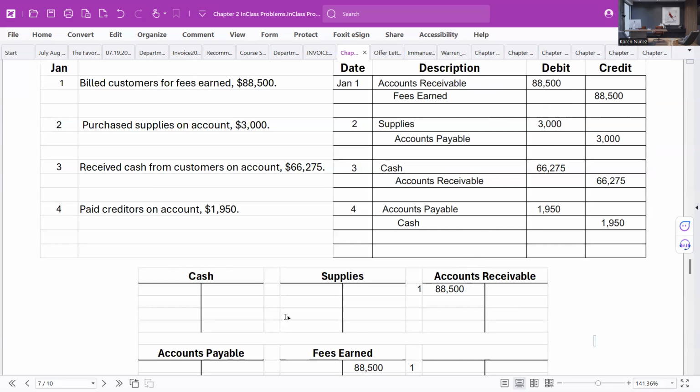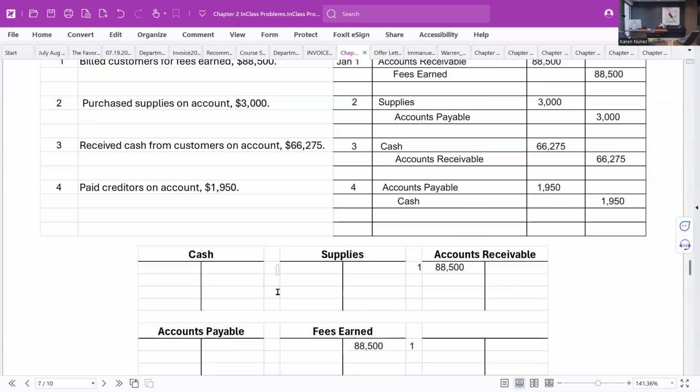And now on the second, we have a debit to the supplies account for $3,000. And I've posted the debit, and we have a credit to accounts payable for $3,000. And that is on January 2nd. And I've posted that second transaction.